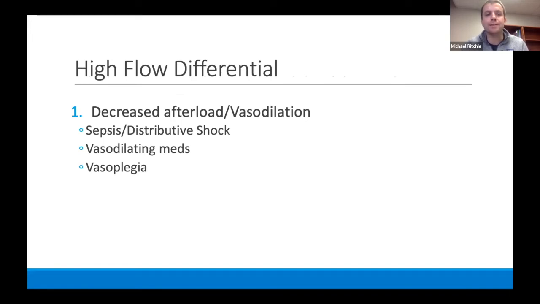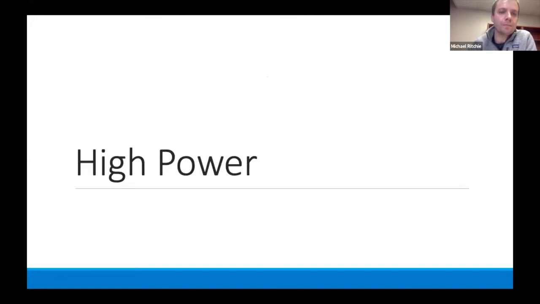If they are taking vasodilatory meds like hydralazine or ACE inhibitors, and if they take too much or something happens, they over vasodilate, that can lead to high flows. And then vasoplegia can happen, similar to just distributive shock, where you have a huge cytokine release, and then you just get vasoplegia of the arterial system whenever that occurs.